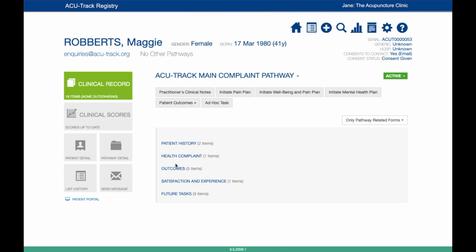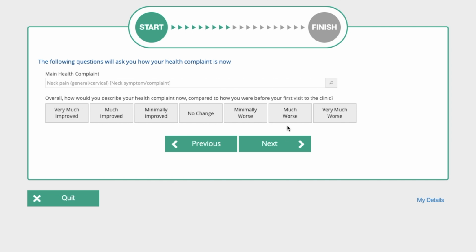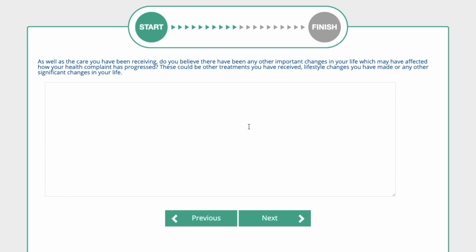All plans include a retrospective question in all follow-ups, the patient's health complaint follow-up, which asks the patient how their health complaint has progressed overall compared to when they first started their course of treatment or care. It also asks the patient to provide any additional details about anything else in their lives that may also have affected how their health complaint has progressed.